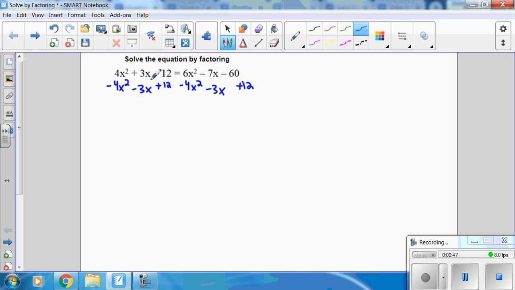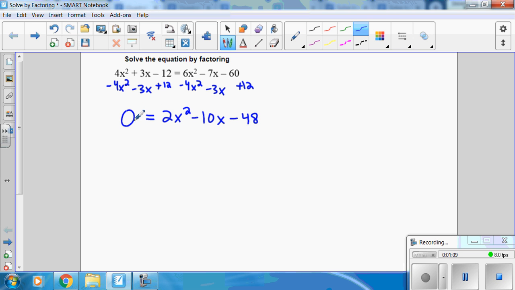So everything here cancels out, so you just get 0 equals 6x squared minus 4x squared, that's 2x squared. Negative 7x minus 3x is negative 10x. And so negative 60 plus 12 is negative 48. Okay, so now let's go ahead and factor to solve.